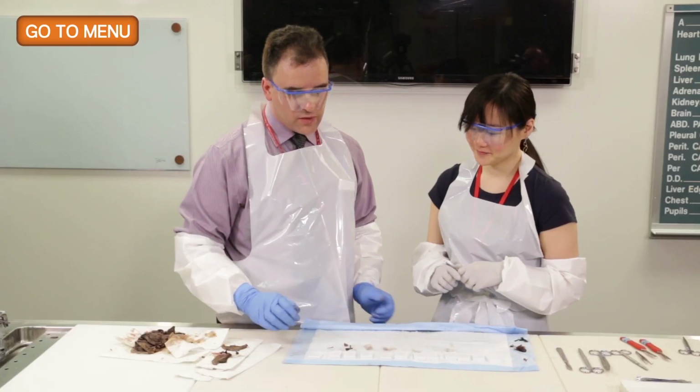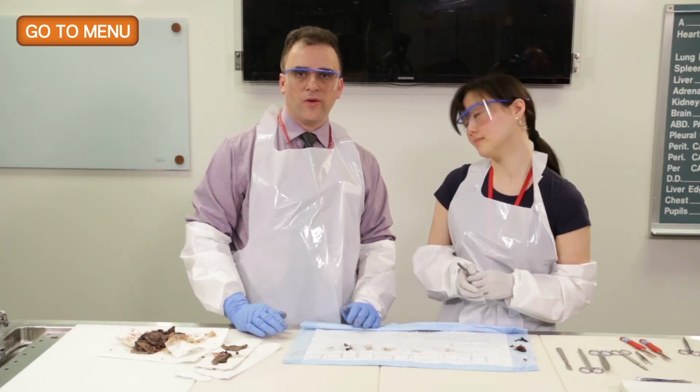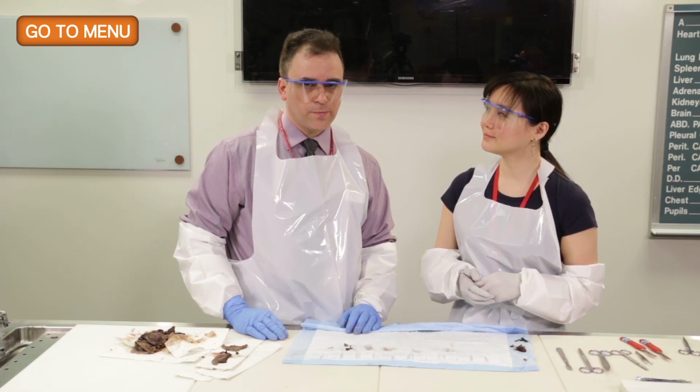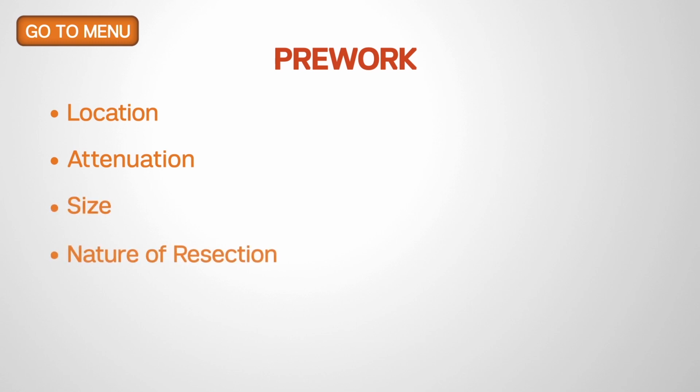So we've seen today the 3 steps in the evaluation of a gross lung specimen, in this case a lobectomy. In the first section, which we'll call pre-work, it was critical for us to understand the location and attenuation of the lesion, the size of the lesion, and the nature of the resection and why it was performed.